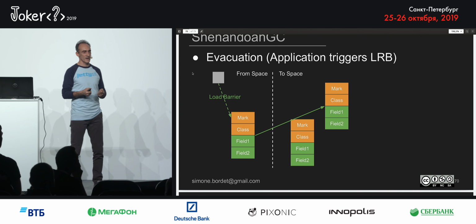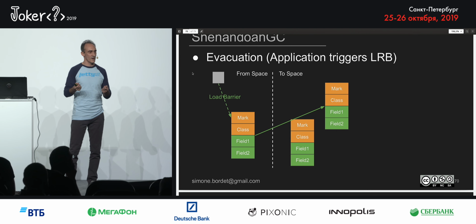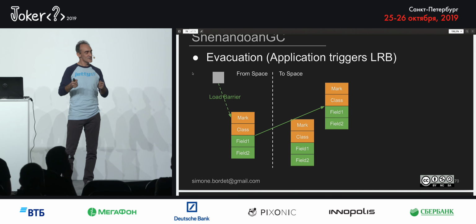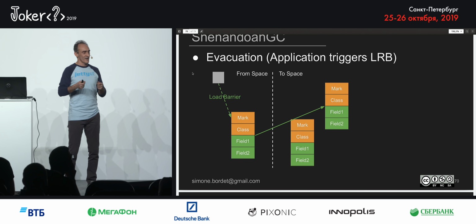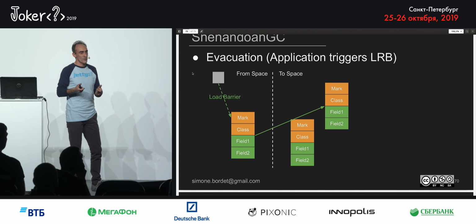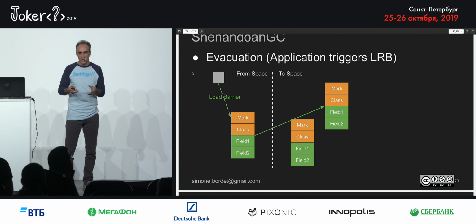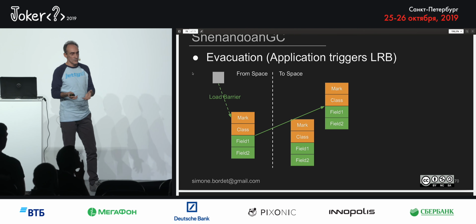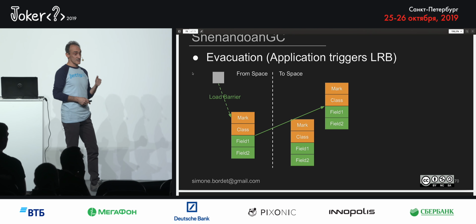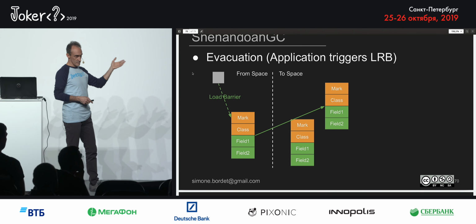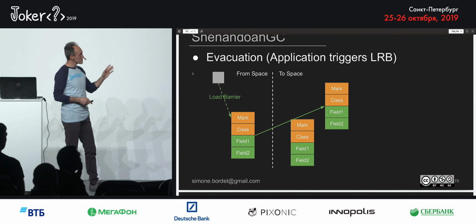The load barrier says, are you evacuating? Yes. Is this object one of the objects that needs to be evacuated? Yes. Has someone else already evacuated this object? Well, I'm looking at the from space copy, so that means nobody has evacuated this object yet. So I need to do it myself. So it creates a second copy, made by the application itself.